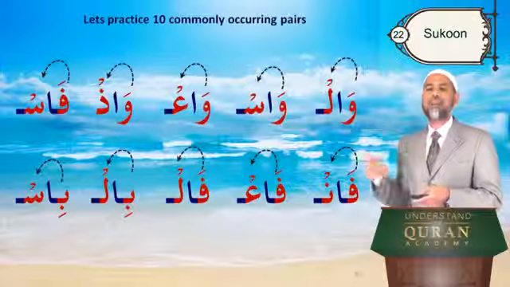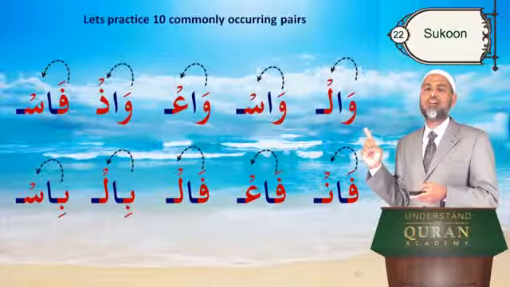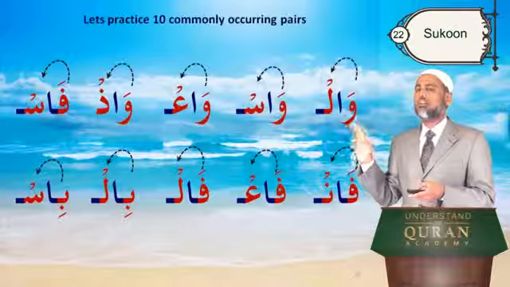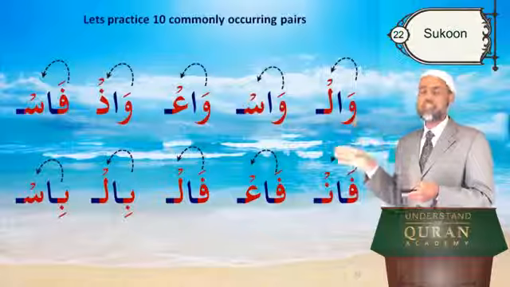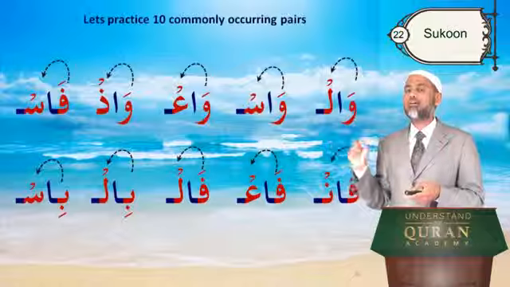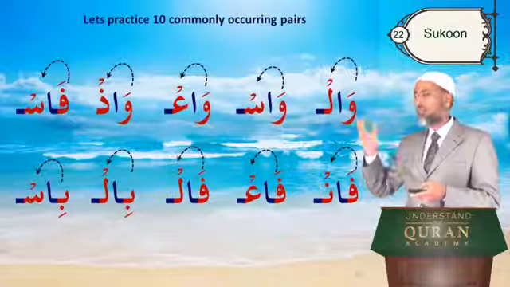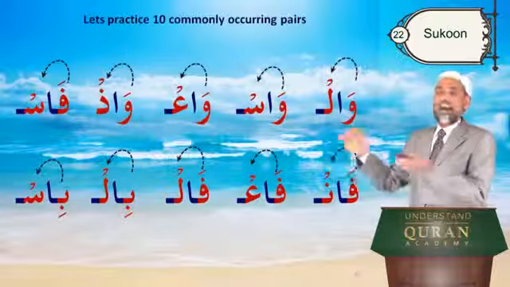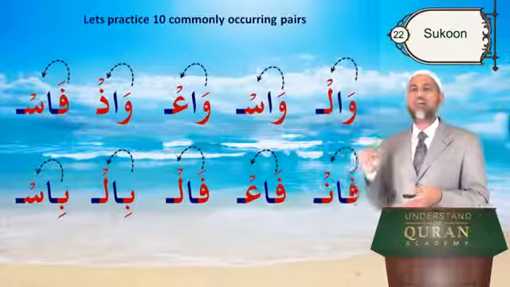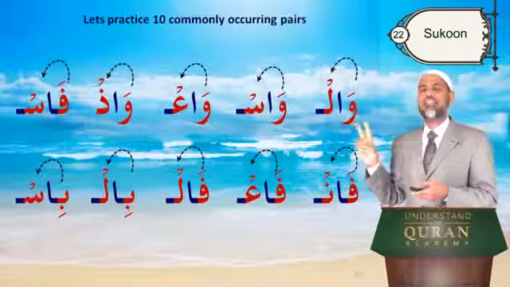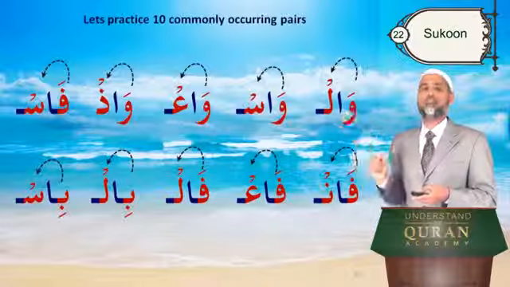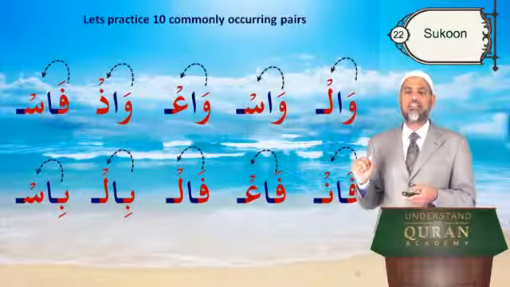First line, wal. Was. So don't say wal or was. The alif mad is not pronounced here. Don't say wal, just say wal. Because the letter with sukun needs help. You don't have time to say wa. Just go, run, rush. Wal. Was. Wa. Wad. Fas.